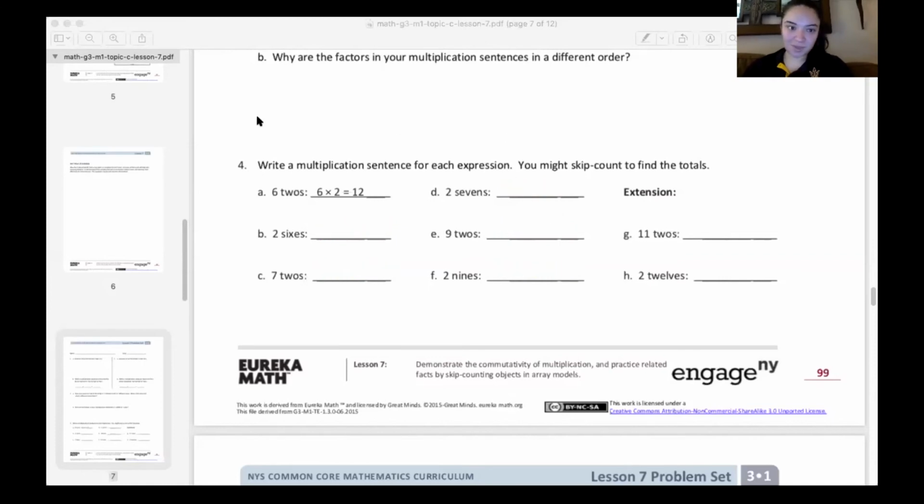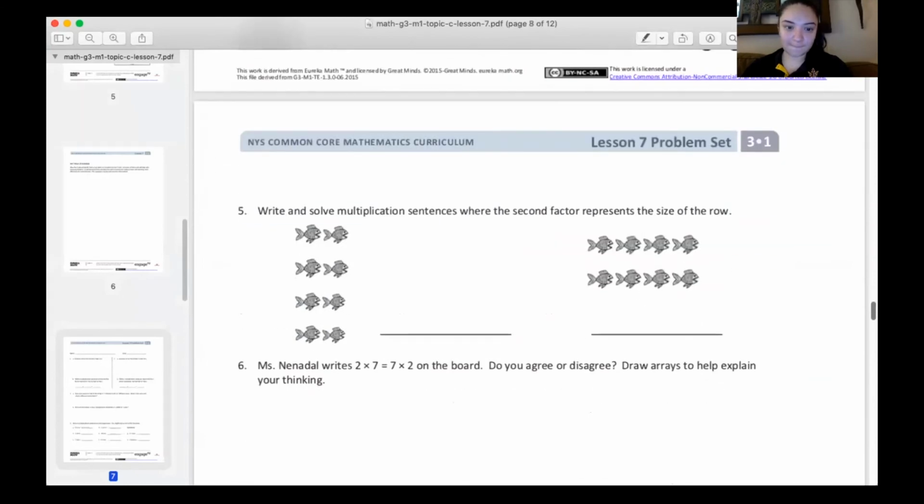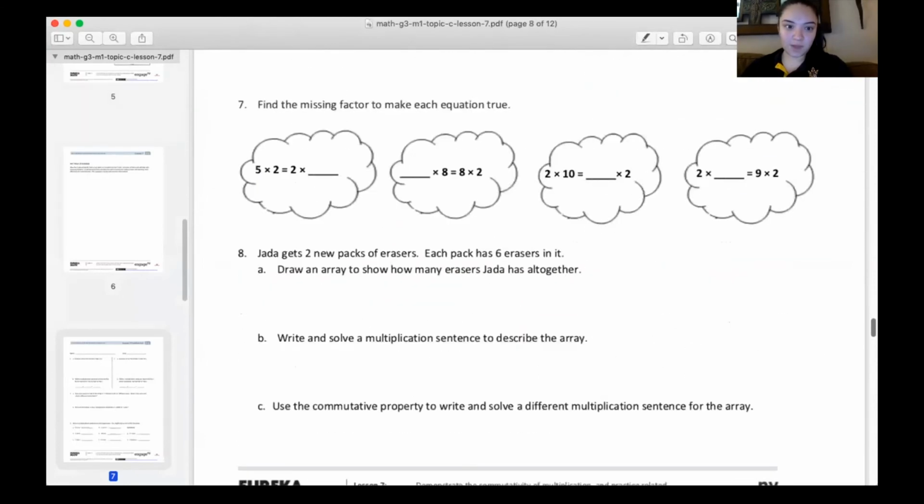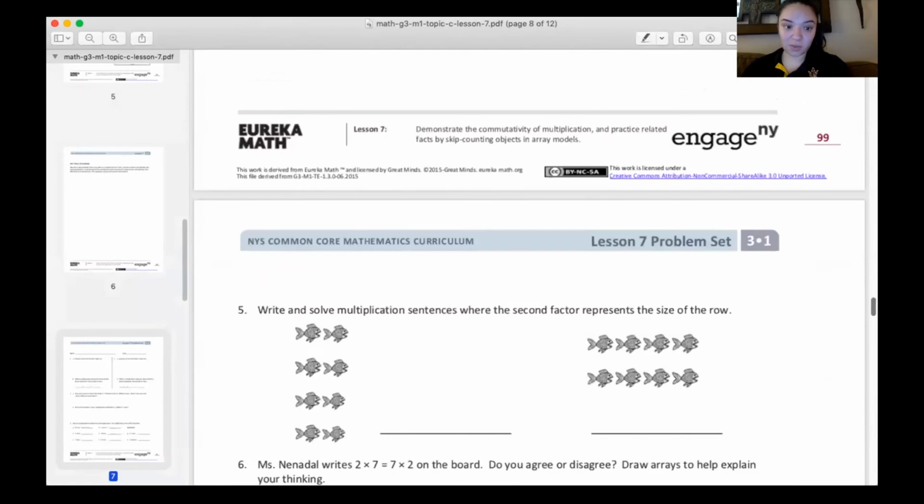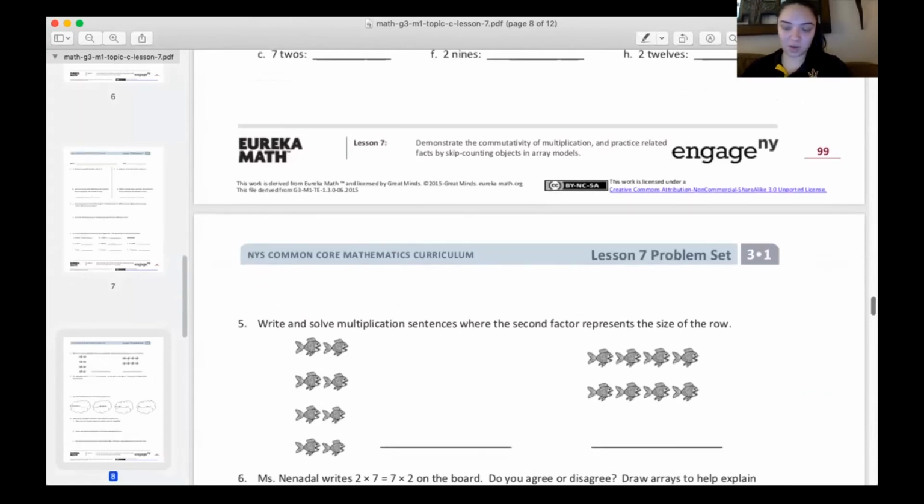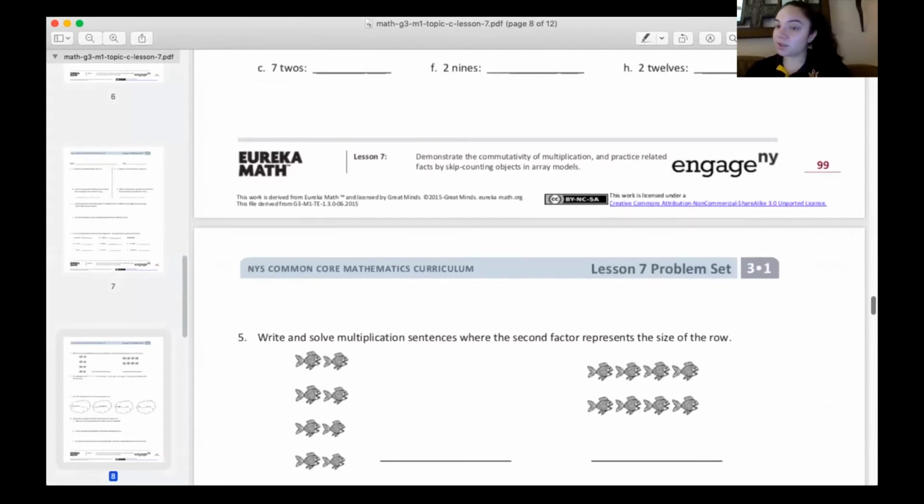Let's move on to, we'll just keep going and do a couple more. We'll do number 5 and number 7, and then we'll call it a day, just because I want you guys to have some time to kind of think about that information and practice some more on your own if you want to. So write and solve multiplication sentences where the second factor represents the size of the row.